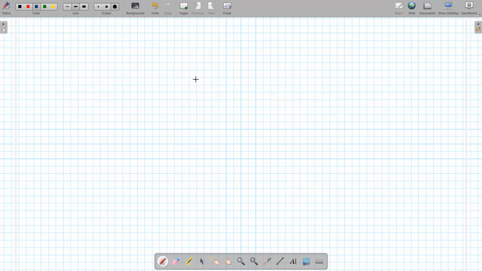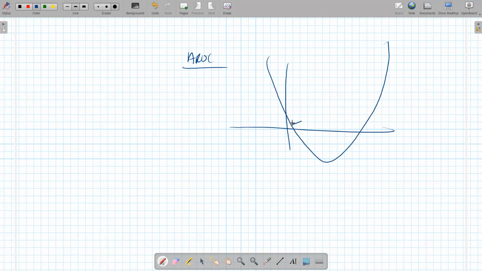So that was the average rate of change. It's the slope of the secant line between two x values. And this is just a straight line. This is just mx plus b. You just find the m value.